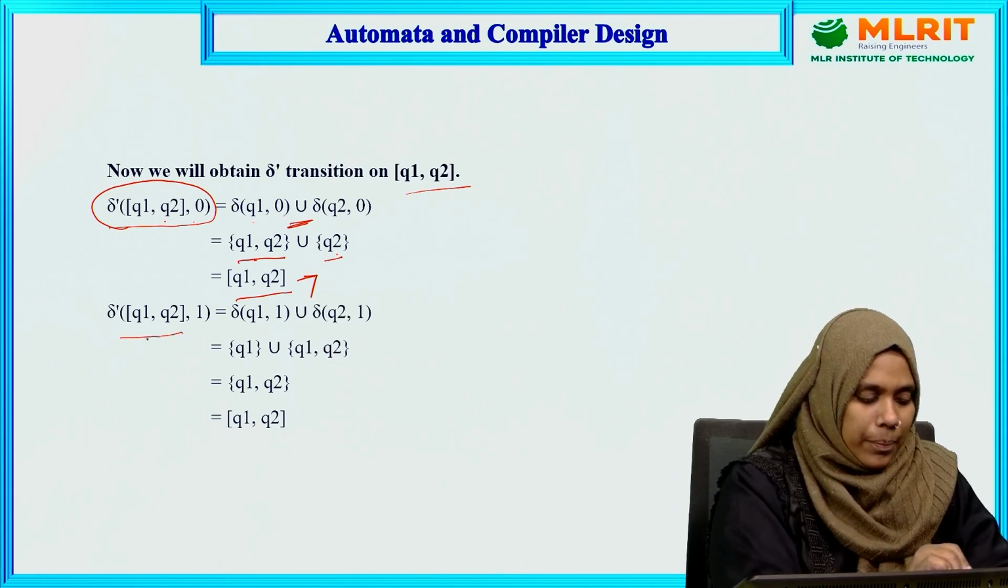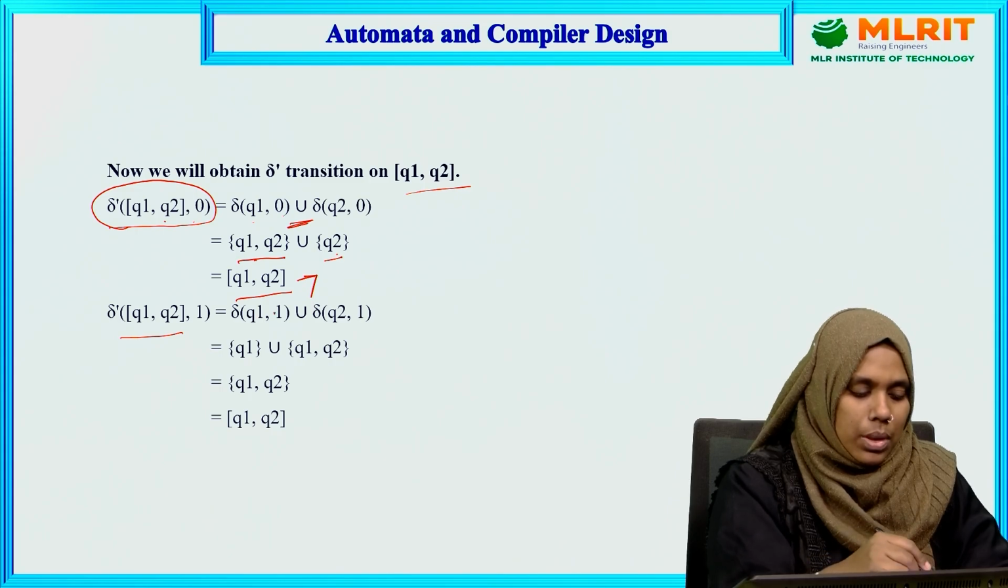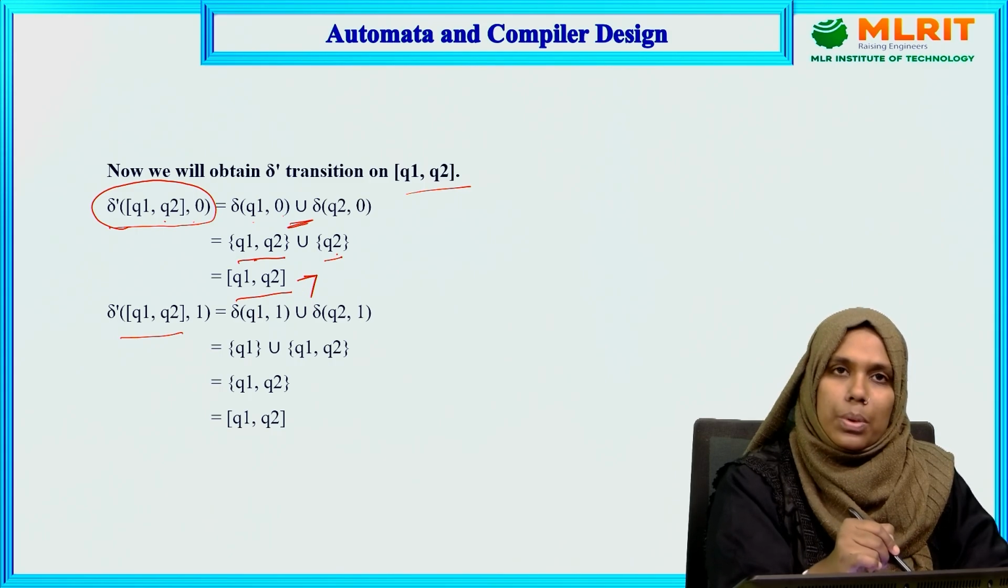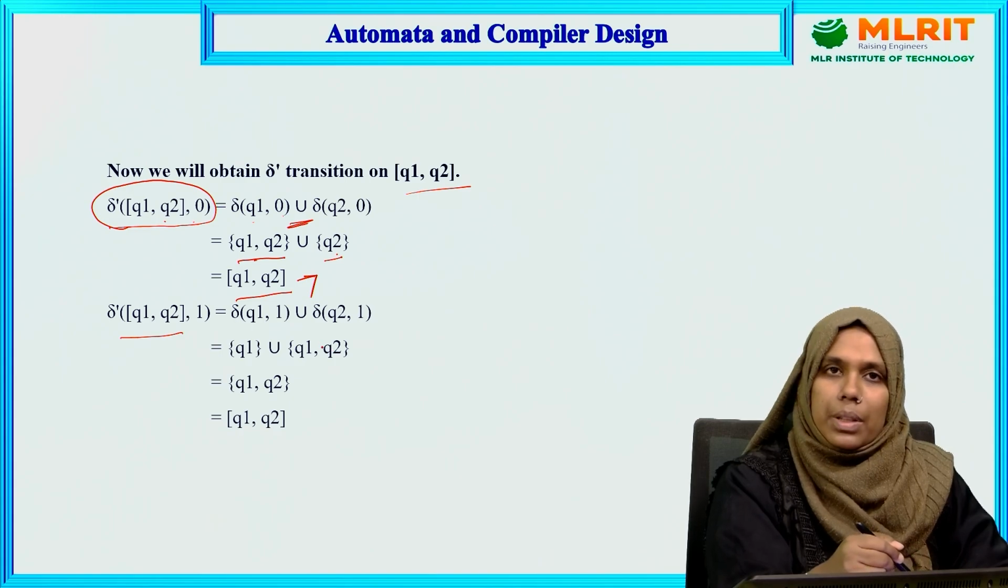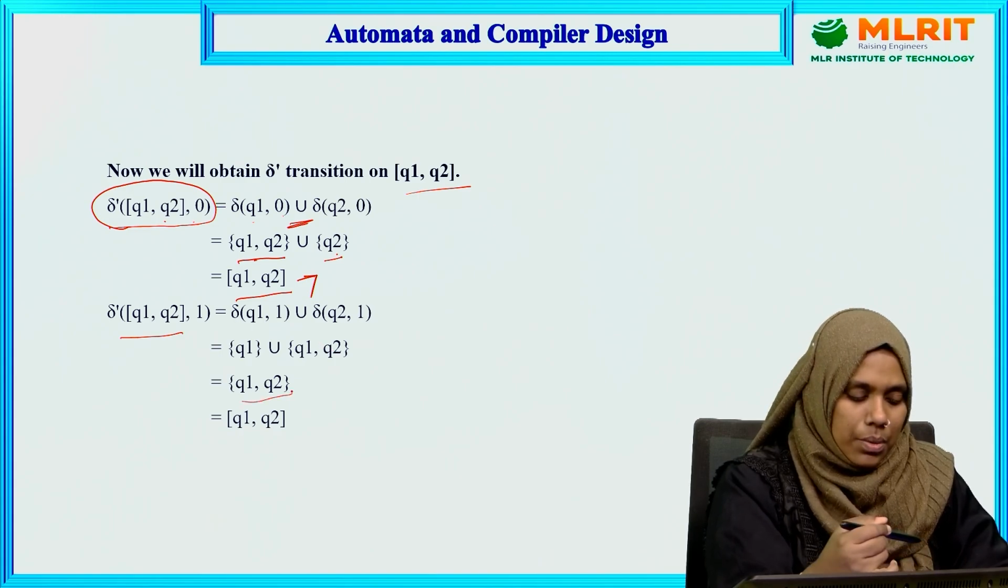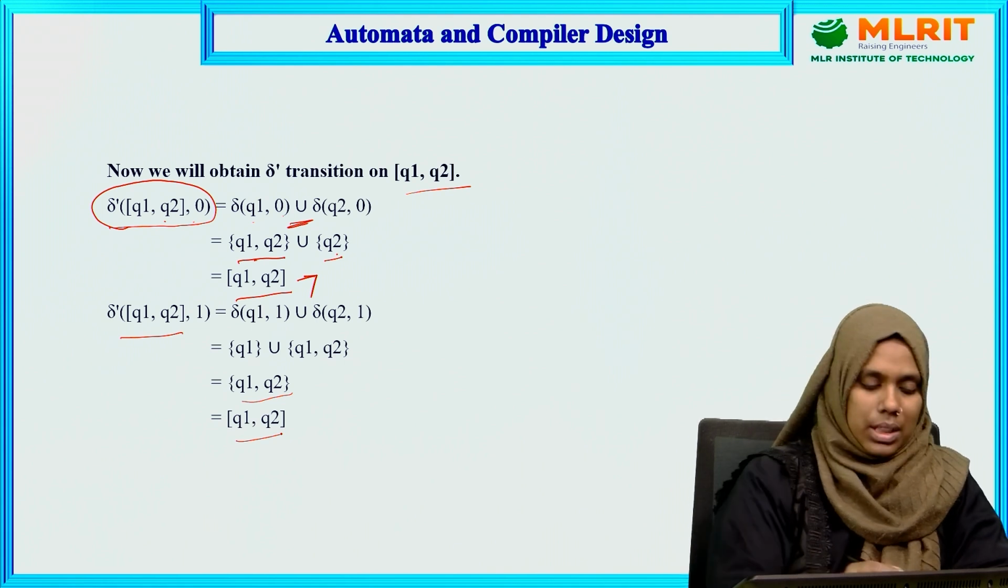In the same way, transition of Q1 comma Q2 of 1. So transition of Q1 of 1 union transition of Q2 of 1. Q1 of 1 is nothing but Q1. Q2 of 1 is nothing but Q1 comma Q2. When we combine them with the union operation, we get Q1 comma Q2. That is also the old state, or the same state which is generated.